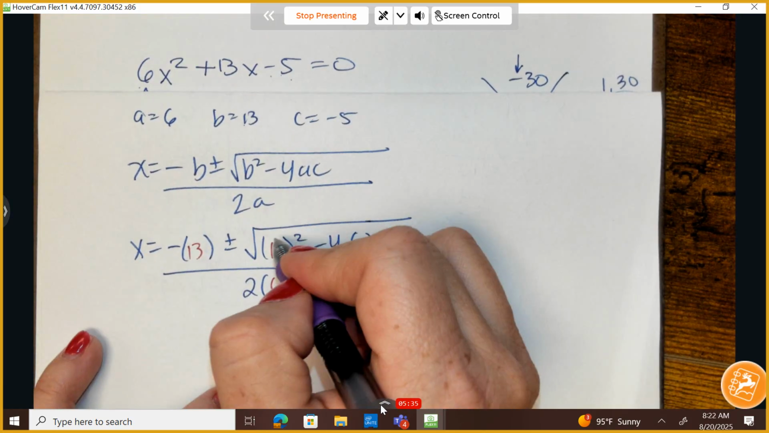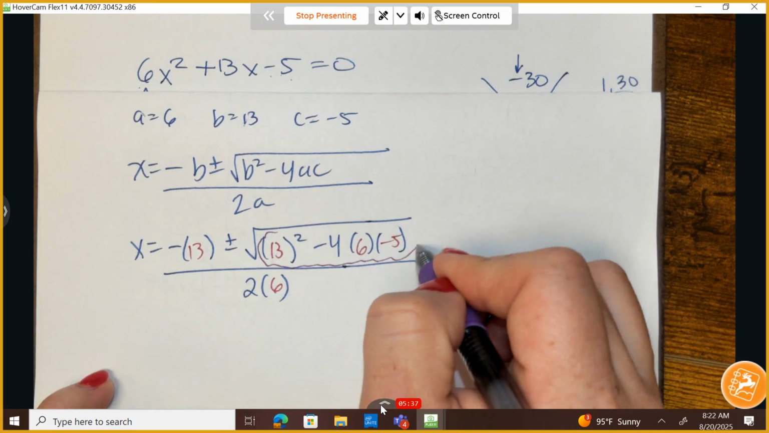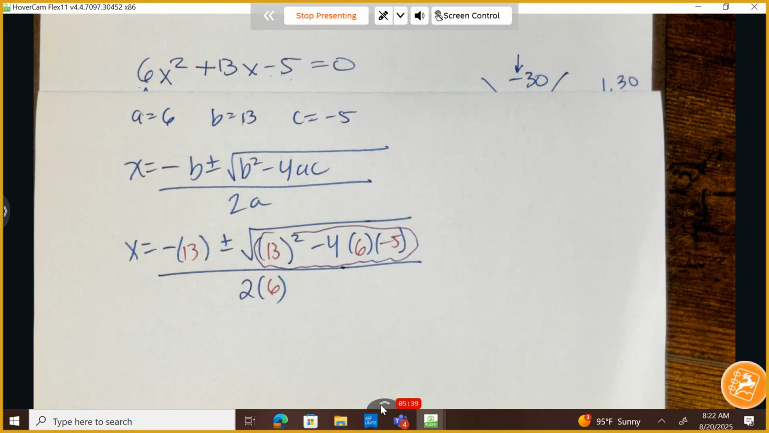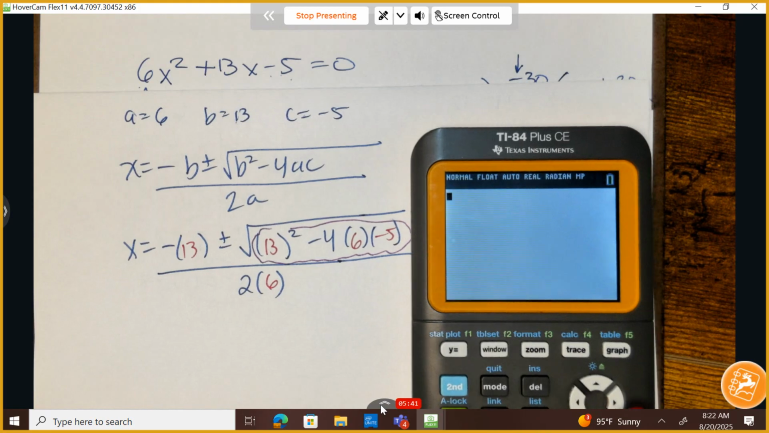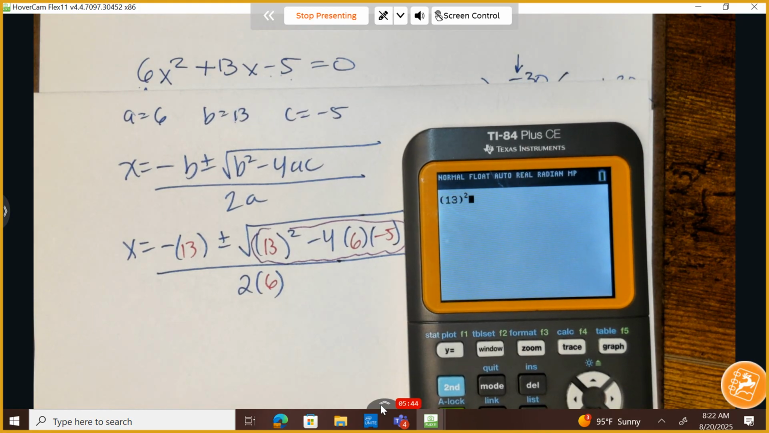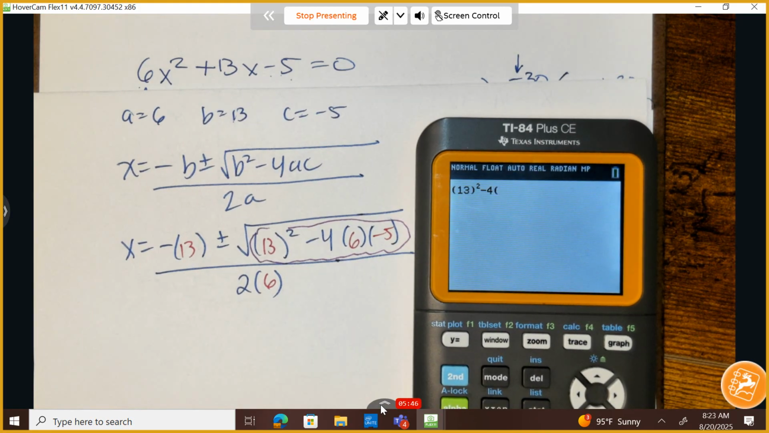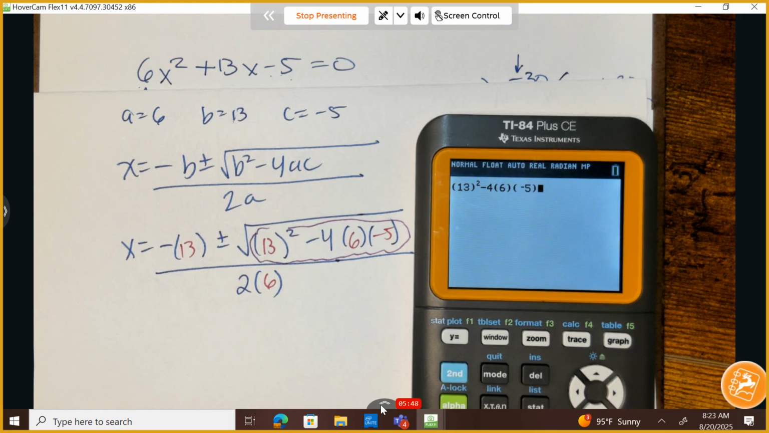Now, I'm going to do this portion right here, that's called the discriminant, on a calculator. So I'm grabbing my calculator. And I end up with a value of 289.